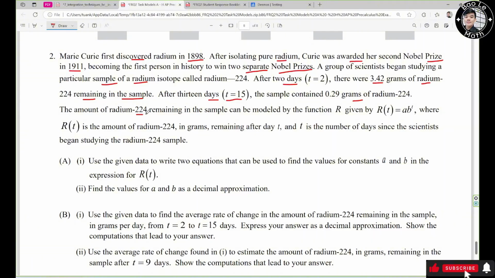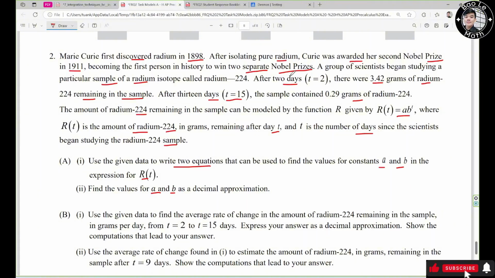The amount of radium 224 remaining in the sample can be modeled by the function R given by R(t) equals A times B raised to the t, where R(t) is the amount of radium 224 in grams remaining after day t, and t is the number of days since the scientists began studying the radium 224 sample. Use the given data to write two equations that can be used to find the values for constants A and B in the expression R(t). Find the values of A and B, right?